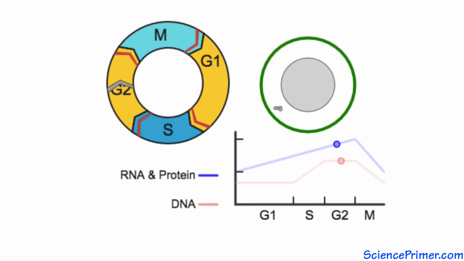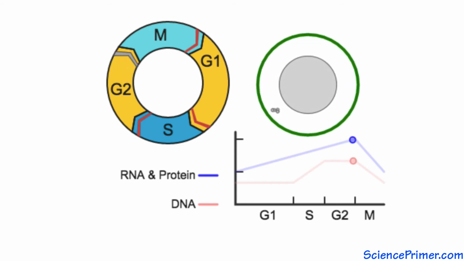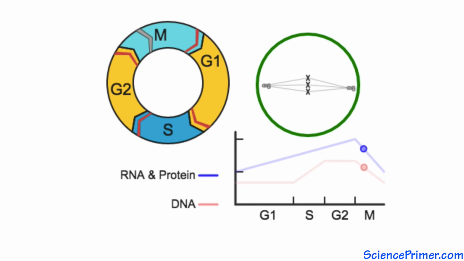In G2, the cell finishes doubling in size and synthesizes enough organelles and other cellular material to support 2 cells. Cellular components begin to move to the proper side of the cell in anticipation of cell division. This includes the centrioles, which will pull sister chromosomes to opposite sides of the cell during mitosis. The transition from G2 to M occurs as DNA recondenses to form the characteristic X-shaped chromosomes.